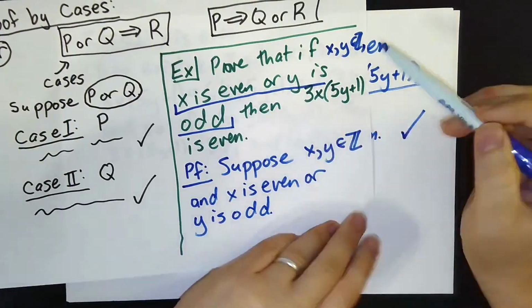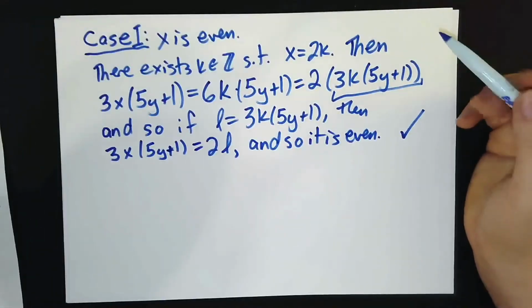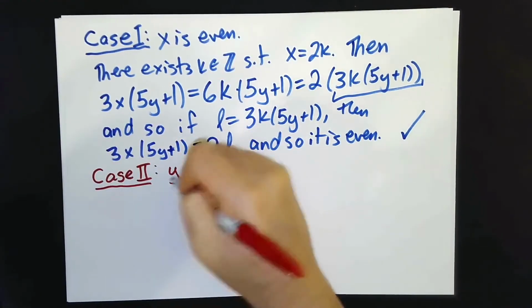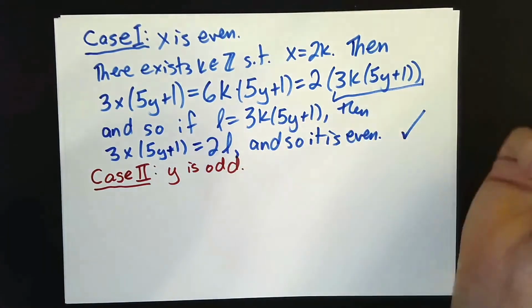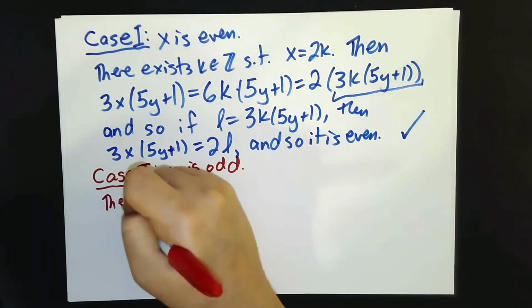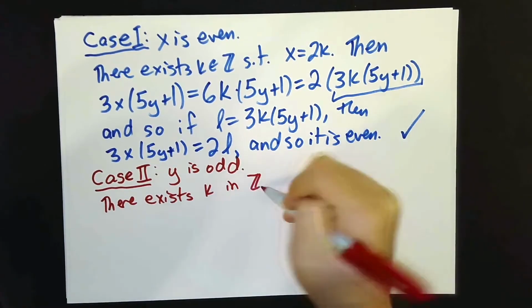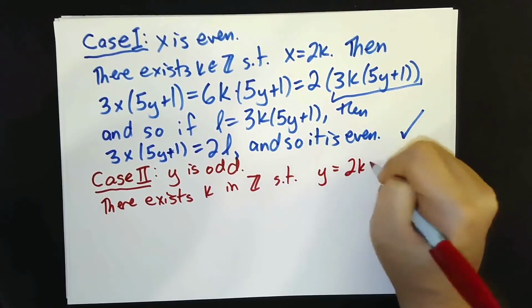Because maybe y is odd instead. So that'll be case 2. And so case 2 here is that y is odd. So then that means there exists k in Z such that y is 2k plus 1.